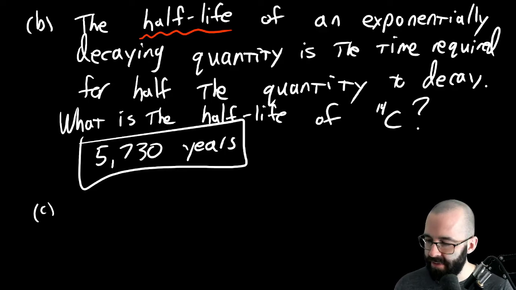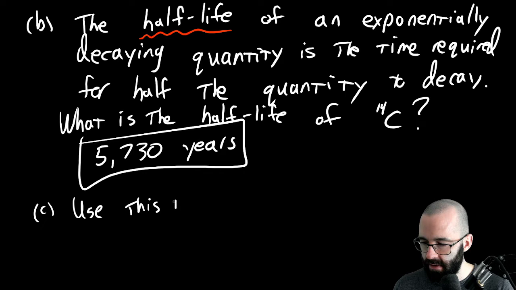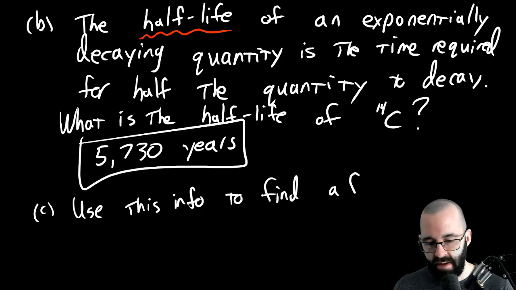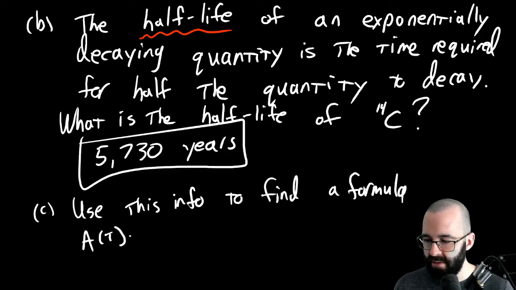Let's do part C. Use this information to find a formula A of T equals A naught e to the KT.